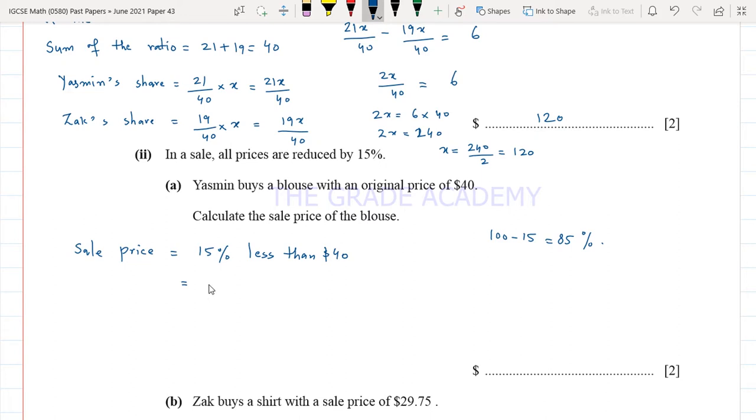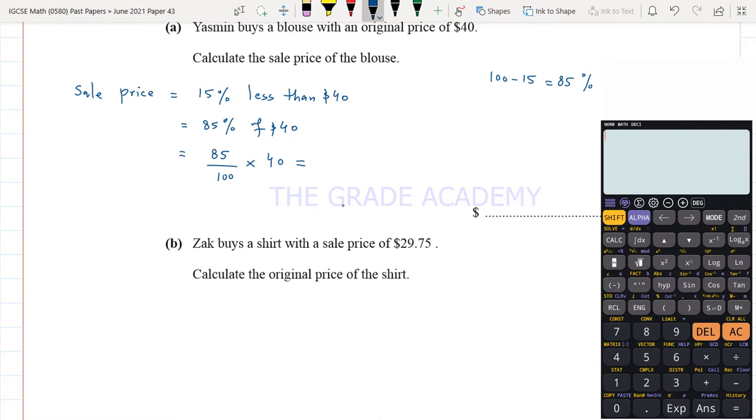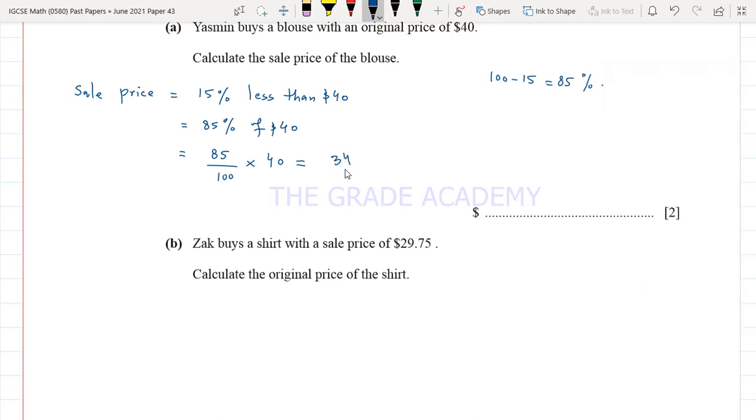So this means the sale price will be equal to 85% of $40. So now what will be 85% of $40? This will be equal to 85 over 100 multiplied by 40. We move on to the calculator. 85 over 100 multiplied by 40, so we get 34. So the sale price is $34.